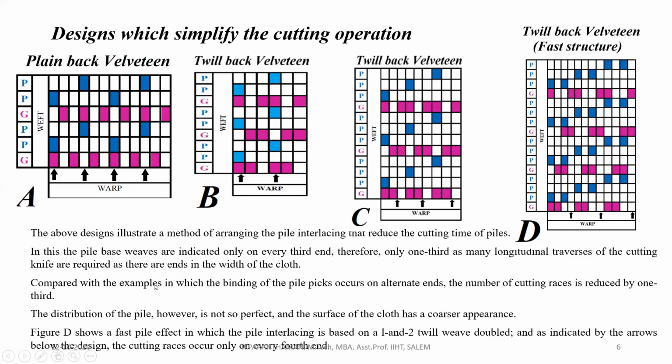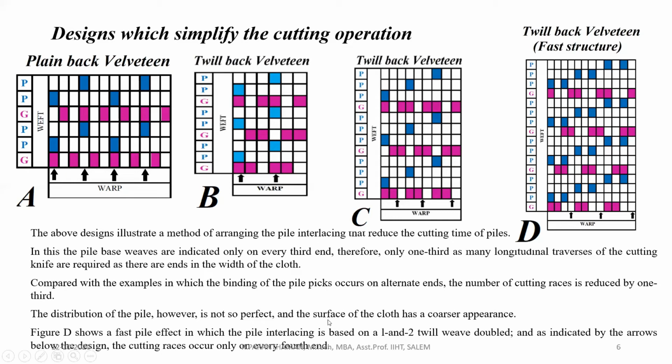Compared with the examples in which the bending of the pile picks occurs on alternate ends, the number of cutting races is reduced by 1/3. The distribution of pile, however, is not so perfect, and the surface of the cloth has a coarser appearance.